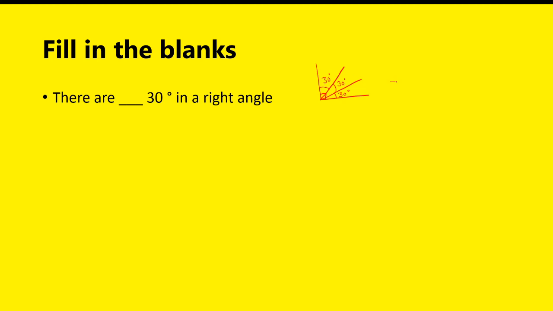When you will add all these three angles, 30-degree plus 30-degree plus 30-degree, what you will get? You will get 90-degree, or you can also say 3 times 30-degree equals 90-degree. So here you will write 90, okay. So what will be the answer here children? There are three 30-degrees in a right angle.